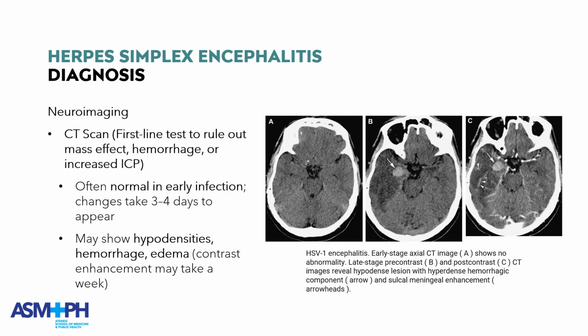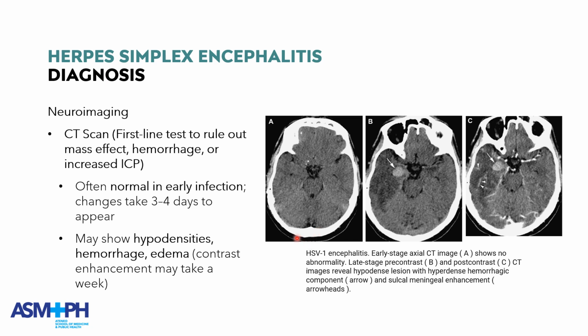So neuroimaging: CT scan is the first line test to rule out mass effect, hemorrhage, or increased ICP, of course, before lumbar puncture again. It is often normal in early infection. Changes take 3 to 4 days to appear, and it may show hypodensities, hemorrhage, edema, and contrast enhancement may take a week.